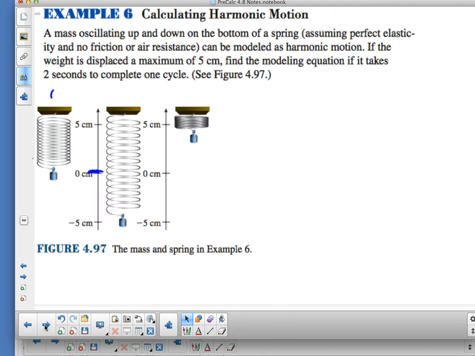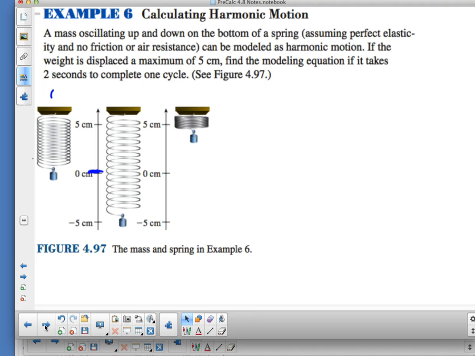A mass oscillating up and down on the bottom of a spring. Okay, we're going to assume perfect elasticity and no friction or air resistance, so that those things won't be problems for us. Now, it can be modeled as a harmonic motion if the weight is displaced a maximum of 5 centimeters. Find the modeling equation if it takes 2 seconds to complete one cycle.